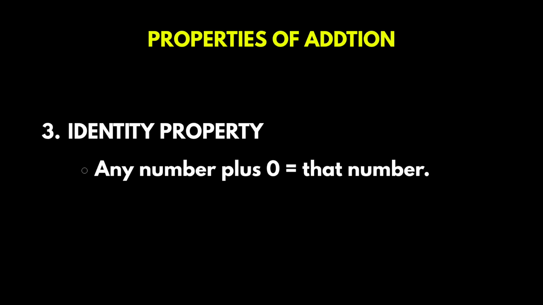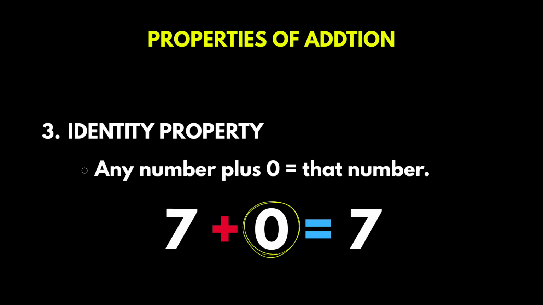Property number 3, the identity property of addition. This is the simplest one. Any number plus 0 equals that number. 0 is the additive identity. It doesn't change the value of any number you add it to. Sounds obvious, but you will see this show up in algebra and calculus more than you expect.